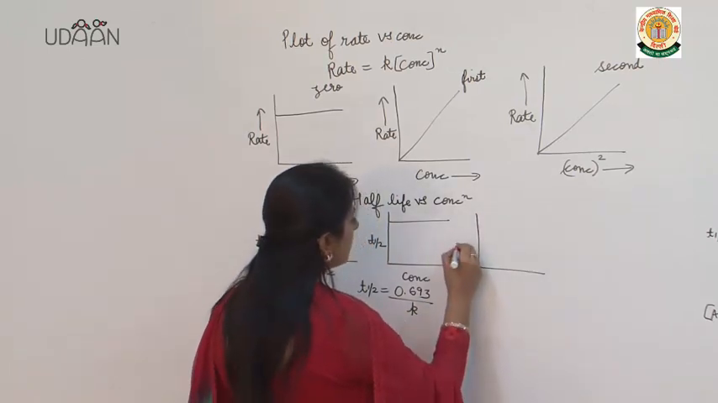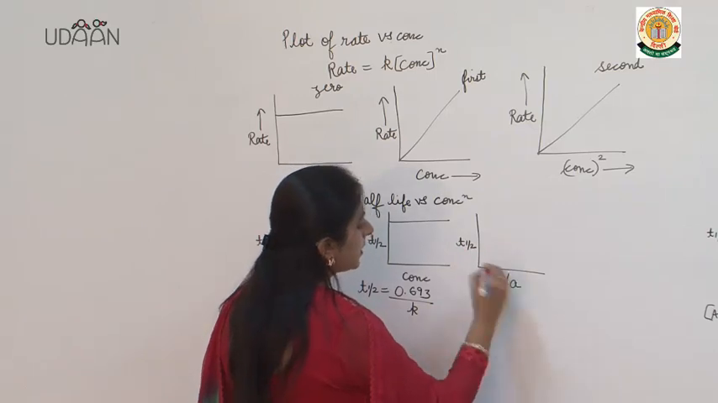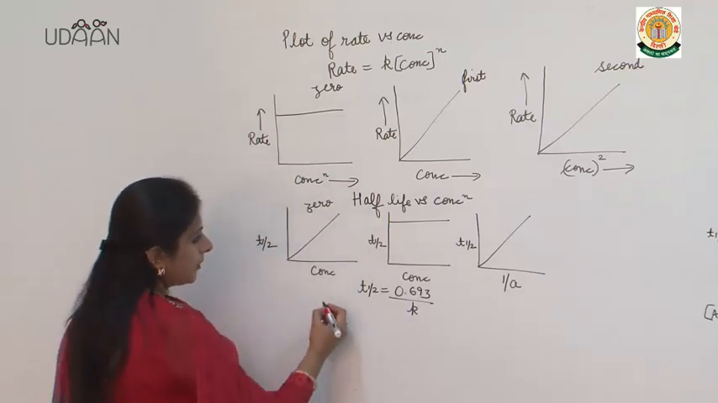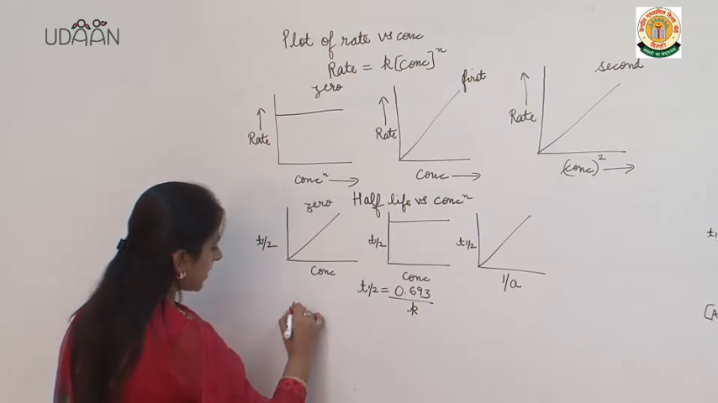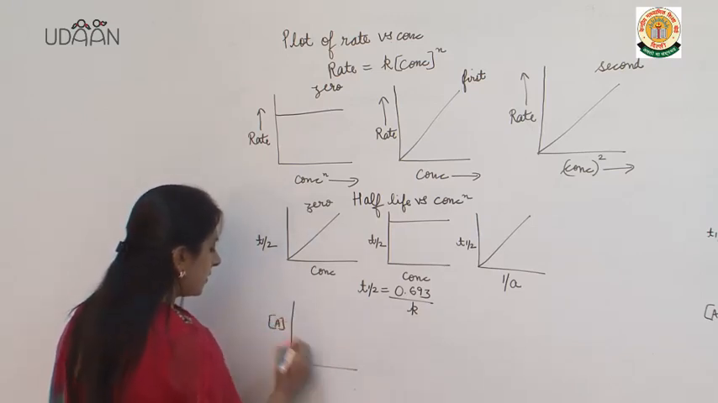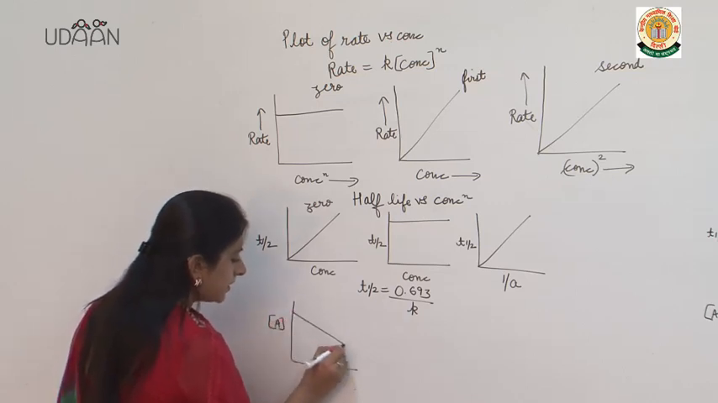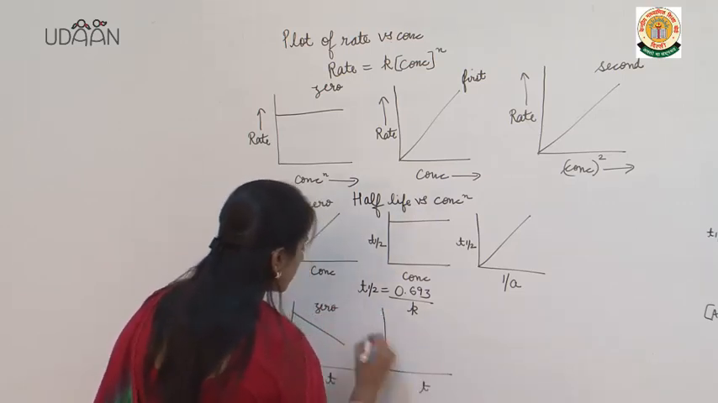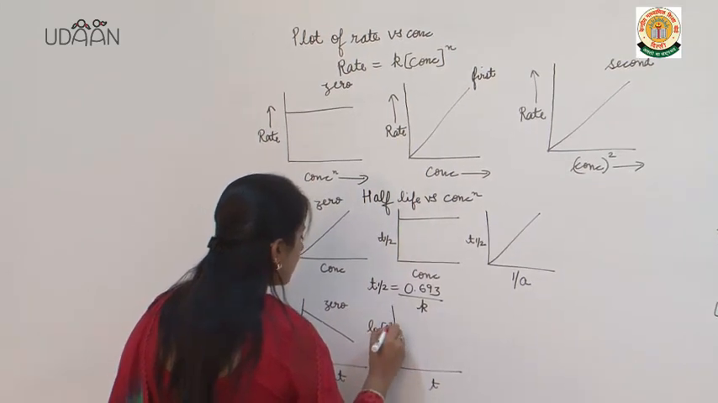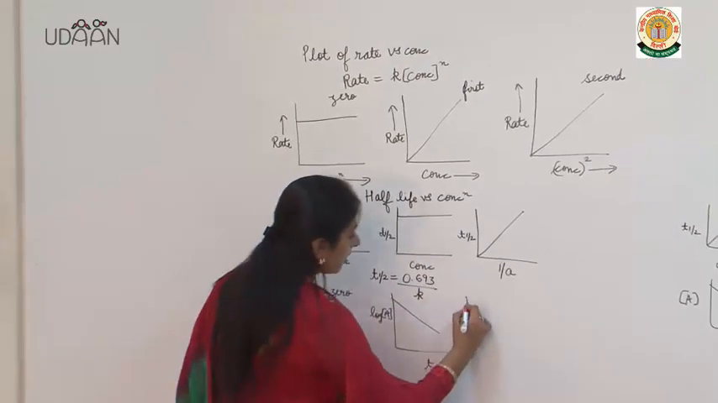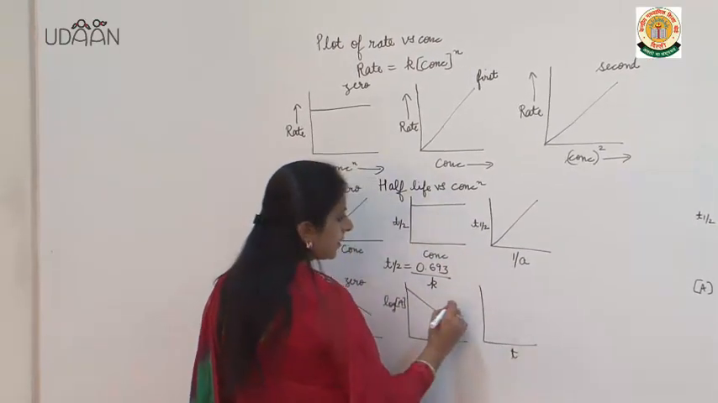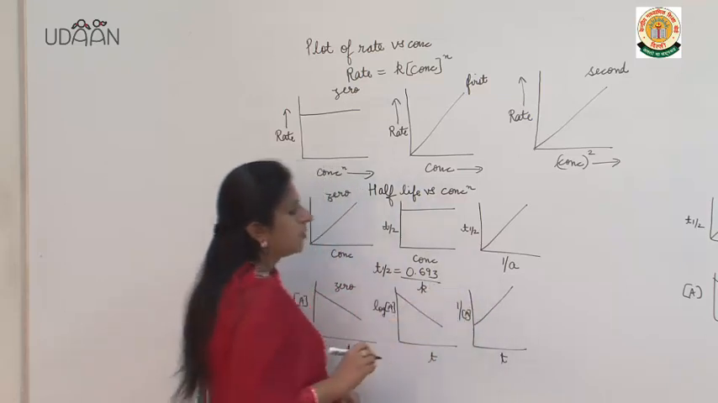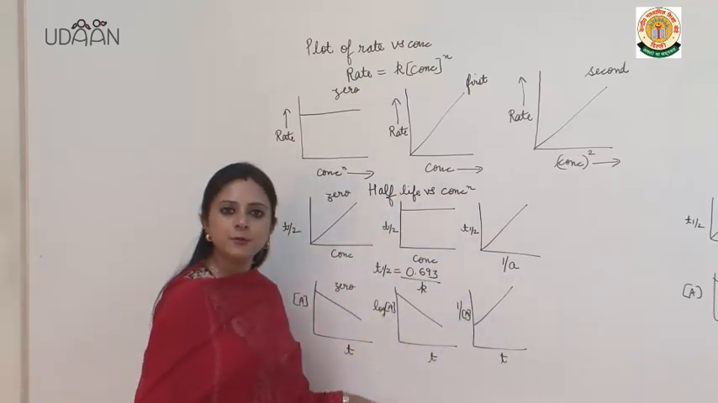Now for a second order reaction, half-life is plotted against 1 by A and it is directly proportional to 1 by A. Now if we plot a graph of concentration versus time for zero order reaction, we will see that A is decreasing with time, and for a first order reaction we will say that log of A is decreasing with time, and for a second order reaction we will say that 1 by A is increasing with time. So these are the various plots which you have to study.